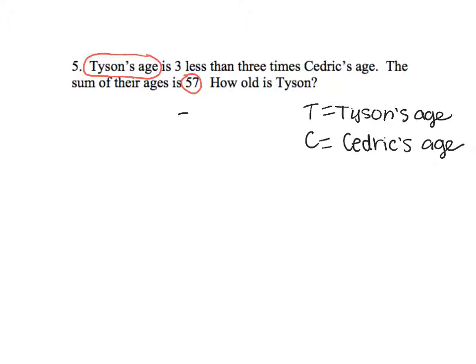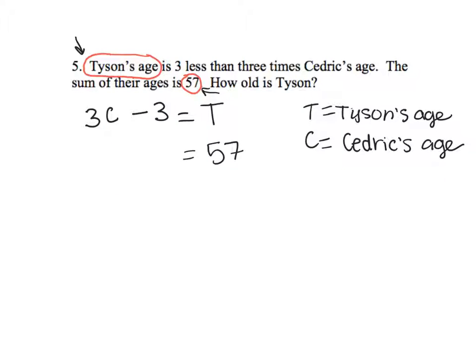When I set my equations equal, it's going to be T for Tyson's age. That's that first part I circled right here. And then equal to 57, which was the second part. It says Tyson's age is 3 less than 3 times Cedric's age. Again, this is just like that first one. When you're less than someone, you take their age minus however many years younger you are. So we're going to say 3 times Cedric's age minus 3, because it's 3 years less than 3 times Cedric's age.